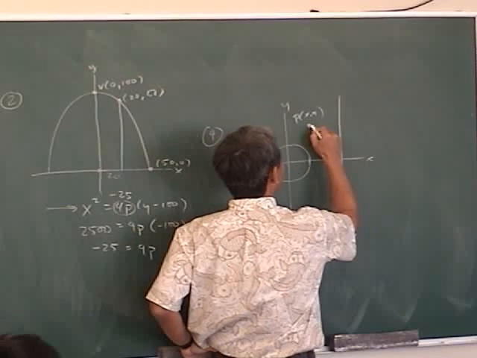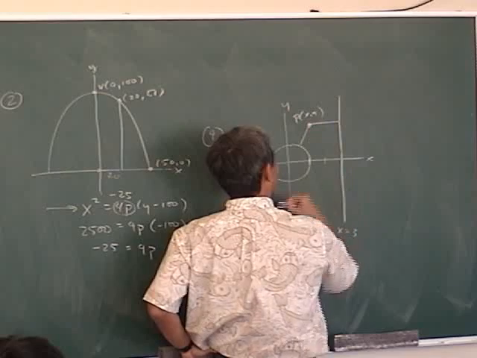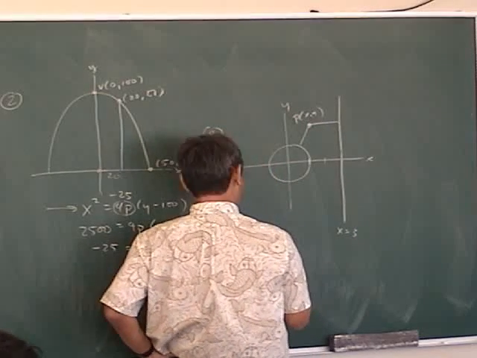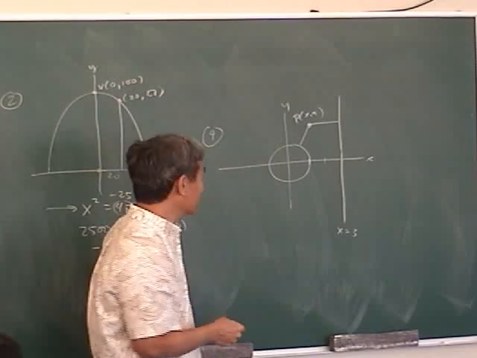Anyway, so the distance between the point and that line is equal to the distance from the point to the circle. Okay, now, first of all, how do you find the distance between a point and a circle? Well, it's the shortest possible distance.